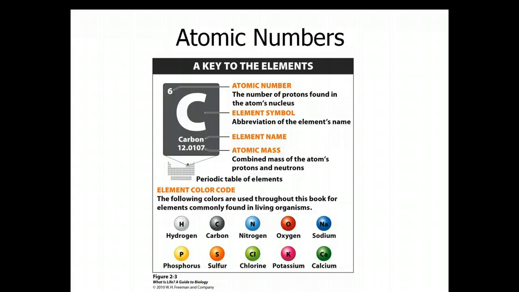The element name, the atomic mass, the combined mass of the protons and neutrons. And we usually use the atomic mass when we're calculating molarity, when we're trying to make chemicals that we can actually use in experiments. And this book likes to use color codes, and they're pretty consistent. So hydrogen, carbon, nitrogen, oxygen, sodium, phosphorus, sulfur, chlorine, potassium, calcium, pretty much all the ones that we're going to talk about. Maybe some of the trace elements, but those are the ones that we're going to try to limit our discussions to here.